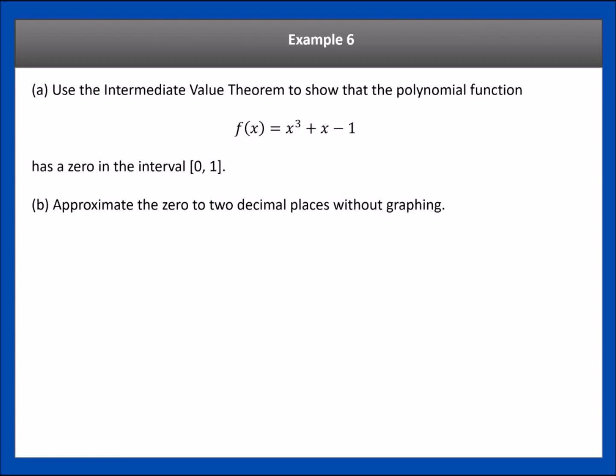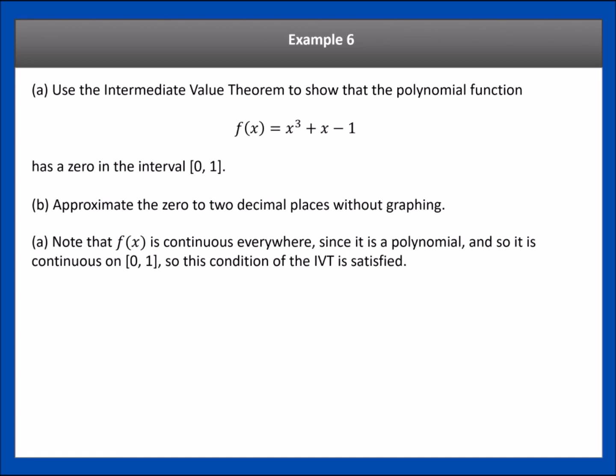So let's take a look at that in an example. We're going to use the IVT, the intermediate value theorem, to show that this polynomial has a 0 in the interval [0, 1]. And then in part B, we're going to approximate it. But let's focus on part A first.